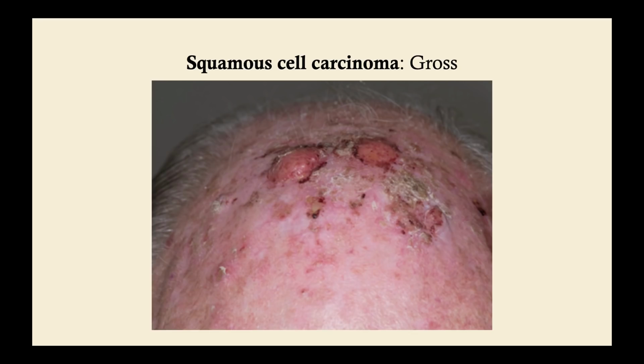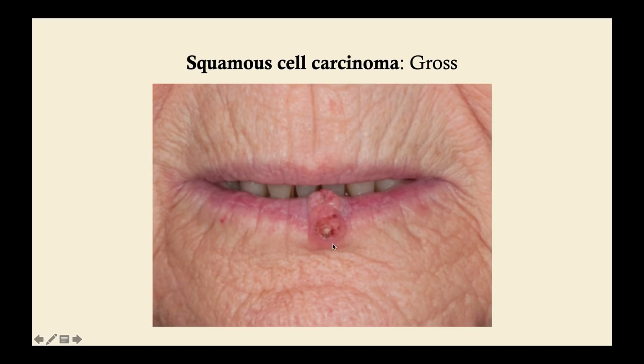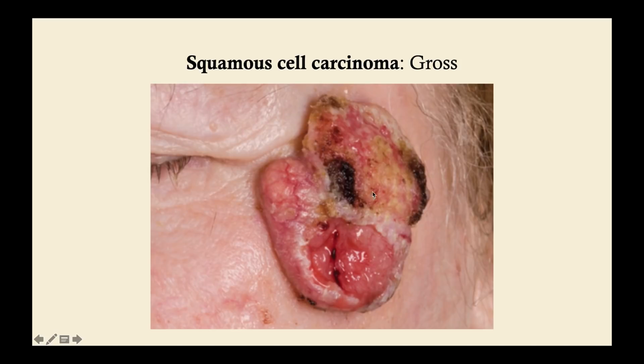So we've got some pictures of squamous cell carcinoma here. There are actually two foci of squamous cell carcinoma on this gentleman's forehead. You can see that it's occurring on a background of actinic keratosis, and that's very common. Here you can see a lesion in the lower lip. This is a very exophytic squamous cell carcinoma, so they can appear like that.